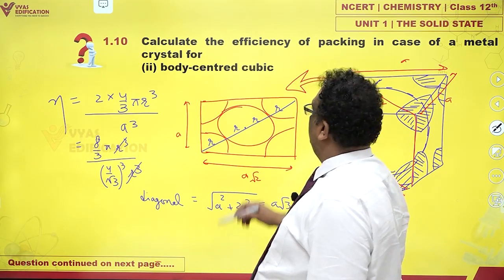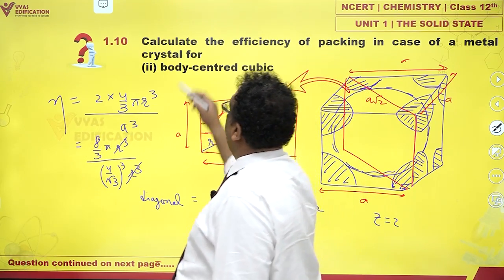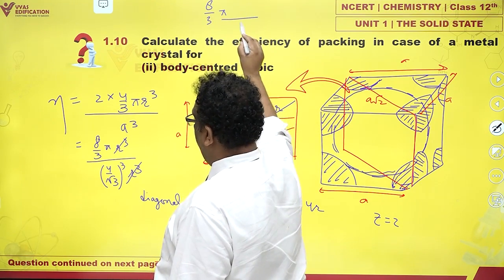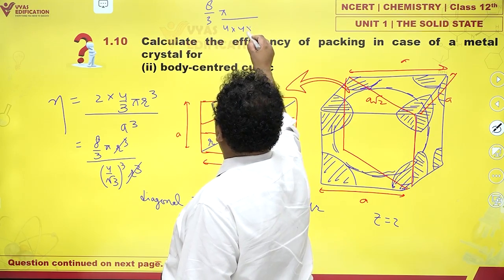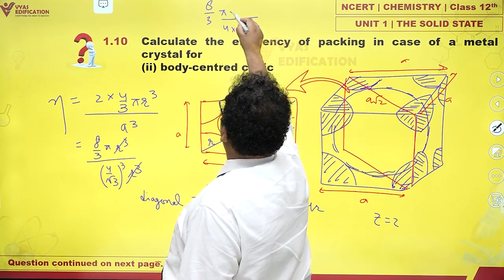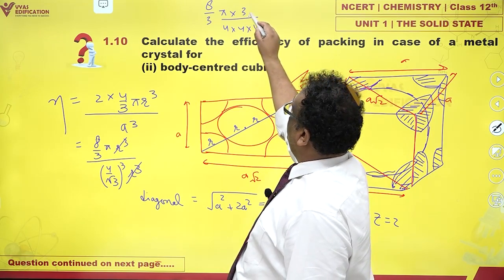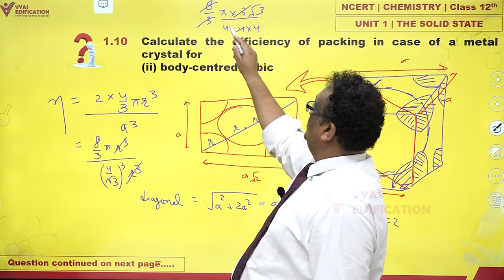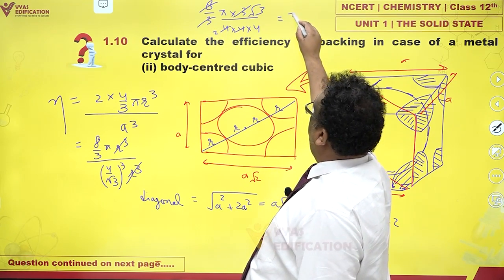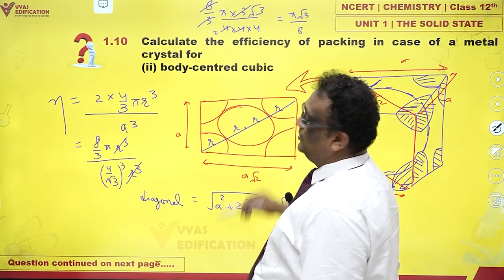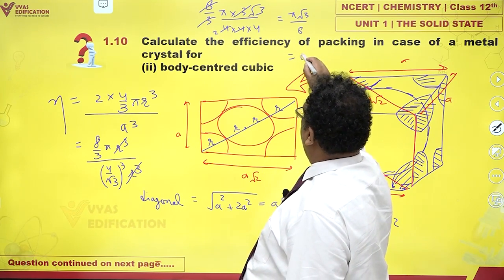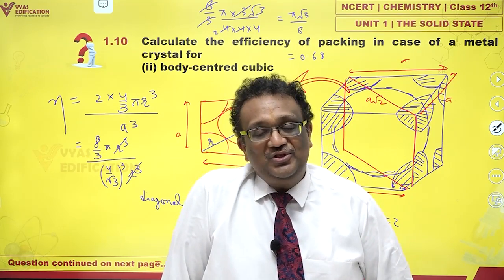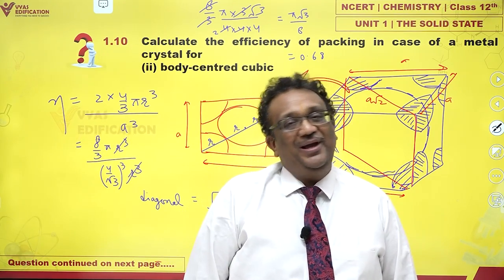If you just solve this, this is 8 by 3 pi divided by 4 cube, and cube of root 3 is 3 root 3. 3 cancels off, 8 by 4 is 2. So this is pi root 3 by 8. If you solve this, this comes out to be 0.68. So BCC has approximately 68% packing efficiency.